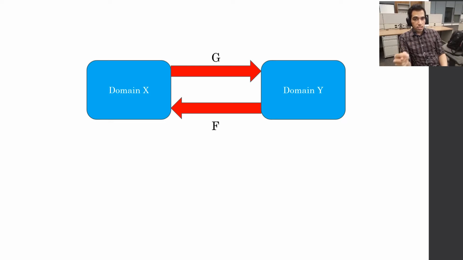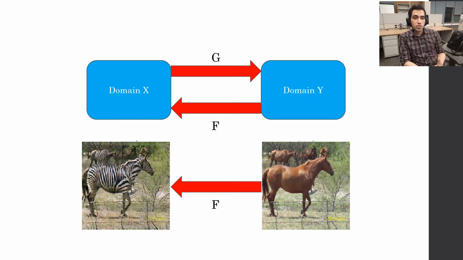Also, the inverse should be correct, which means we have another network called network F, which is also a generator. When it takes in an image from the distribution Y, the horses in this case, we are supposed to generate a new image in the X domain, the zebra domain. So technically, if we have an image from Y, after passing it through network F, we are supposed to have a new image in that field.